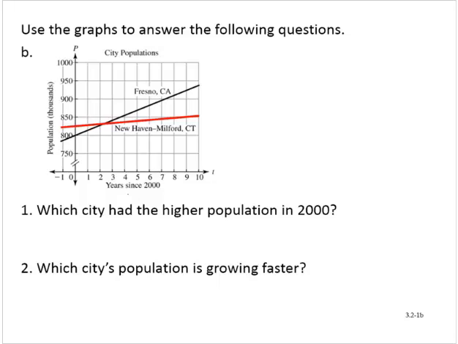Now we have a new graph which gives us the city populations of New Haven-Milford, Connecticut, and Fresno, California in terms of the years since 2000. And we're asked which city had the higher population in 2000. Well, let's see. We have the years since 2000 on our horizontal axis, so 0 years since 2000 would be 2000, and we see that Fresno had a population of about 800,000, and New Haven-Milford, Connecticut had a population of about 825,000. So higher population in 2000 would be New Haven-Milford.